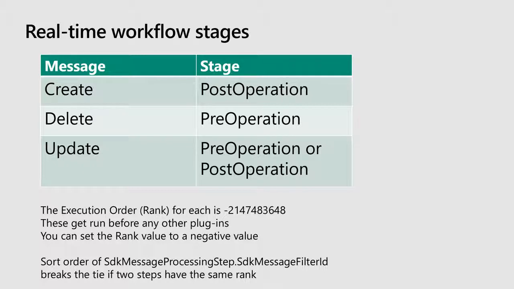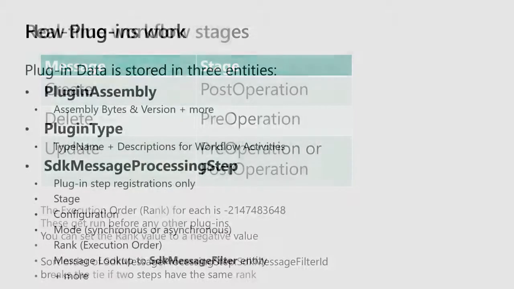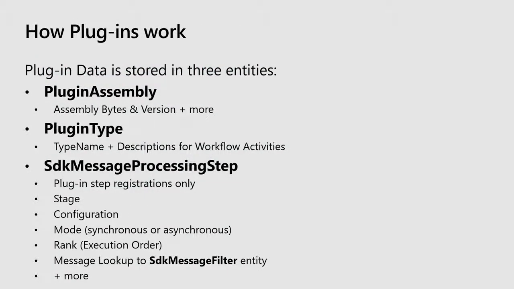When these values are identical, and I made a note down here below, the sort order of the entity relationship to the SDK message filter, that GUID value, is the tiebreaker. So just to make you aware of that, a thing to keep in mind when you're working with these.